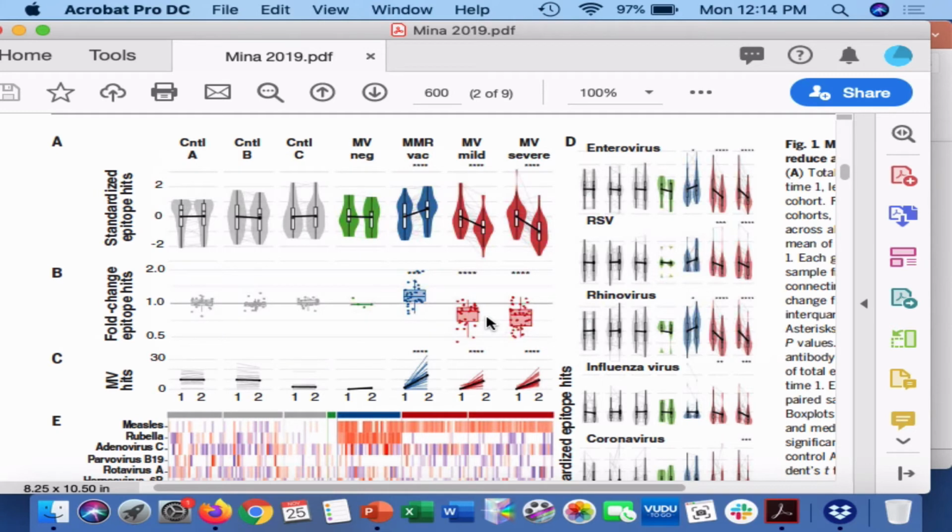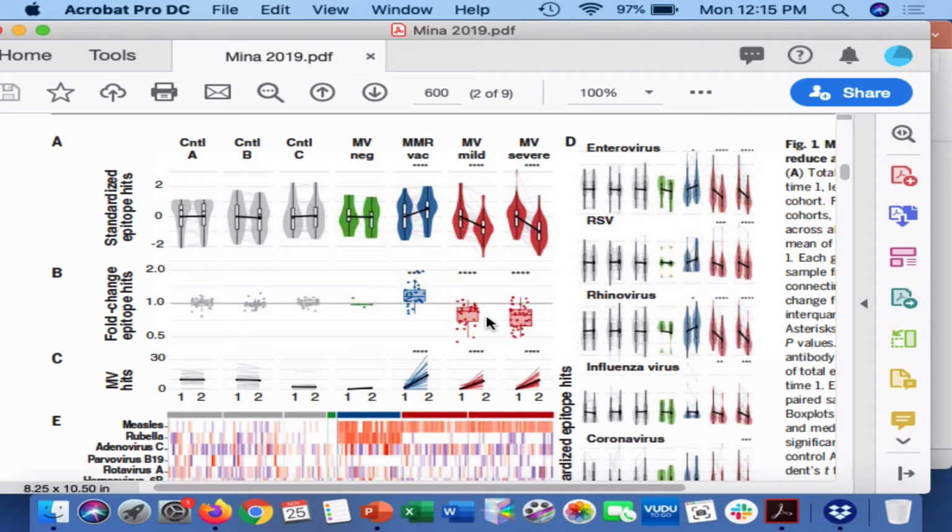So let's look at, we can see the same thing. A and B are two different ways of looking at the same data. They're looking at two different time points and how many epitopes they are seeing responses to. So first look at the controls. What do we see with the controls?